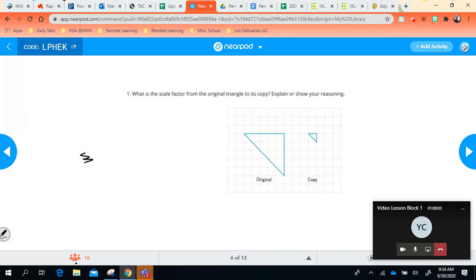Okay, so our first problem. Make sure this is in your notebook. What is the scale factor from the original triangle to its copy? So I'm going to show you what we're going to do moving forward with the rest of our problems. I'm going to do my little t-chart. This figure is going to be x. This figure is going to be y. There's not enough space inside, so I'm not even going to try to put it on the inside. So I'm going to label the top the same way, x and y.